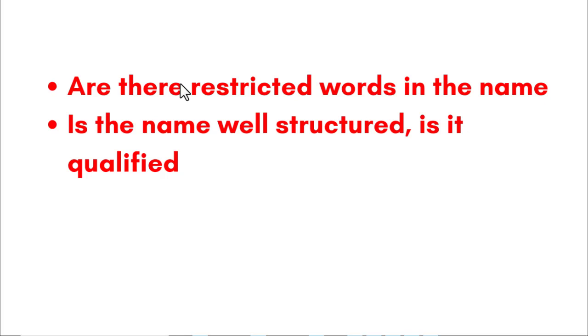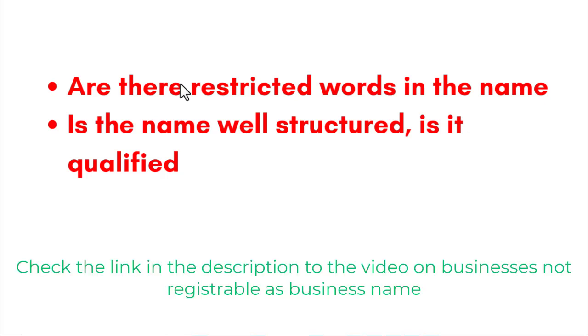You have to structure your name very well. You have to check the records of CAC, how names have been structured in the past, how they have been approved. So you have access to the search record. I also have a past video that will guide you on businesses that cannot be registered under business name, so that when you have a registration before you, you know how to go about it, how to interact with your clients.